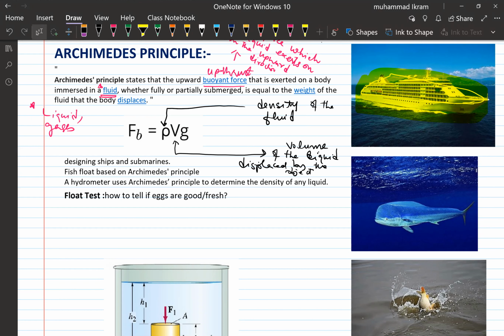The greater the density of the liquid, the greater the upthrust or buoyant force acting on the object. For example, saltish water has a greater density than pure normal water, and therefore the upthrust of the fluid acting on the object will be greater, as the density of the saltish water is greater.